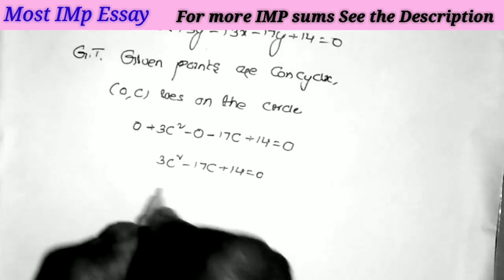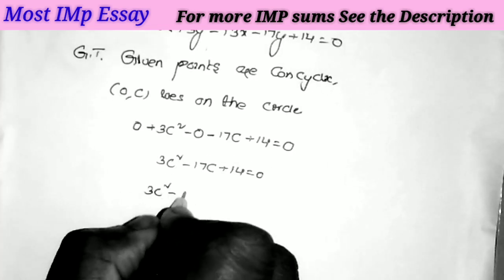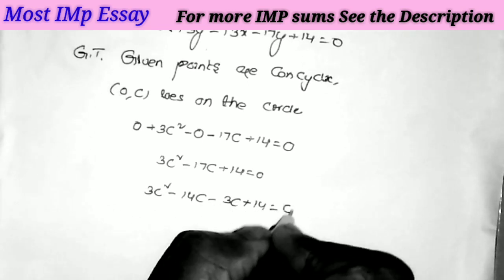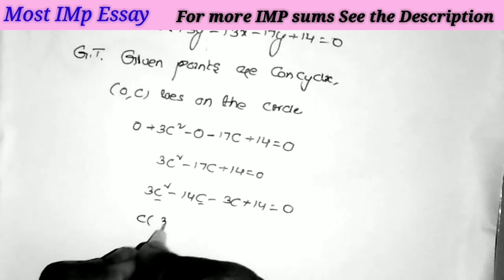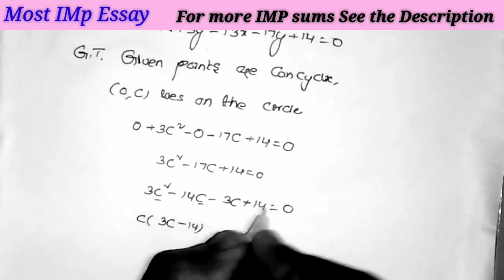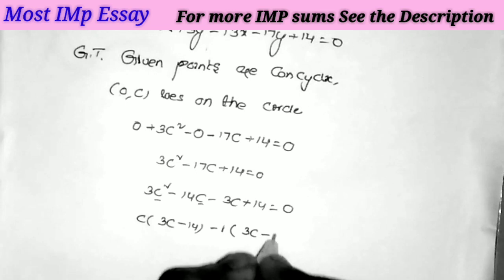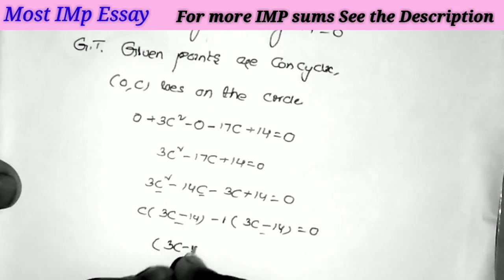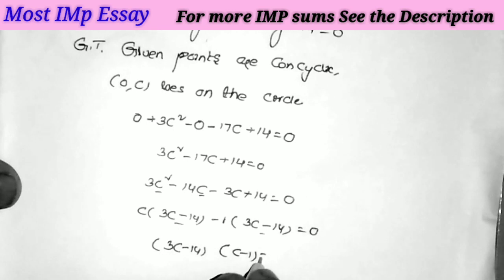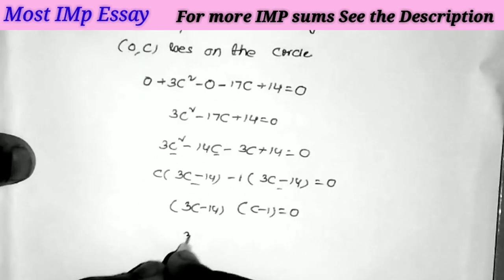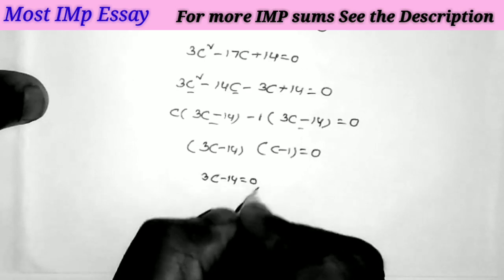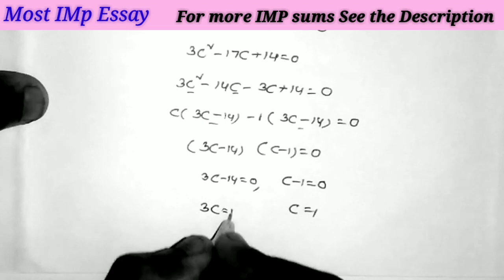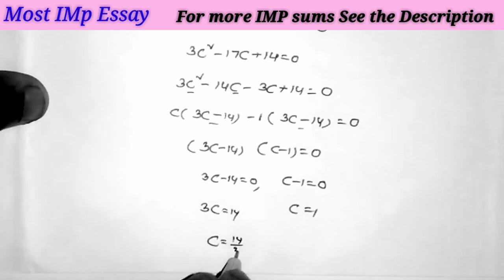To get the c value we have to take the factorization. What are the factors here? Minus 14c minus 3c plus 14 is equal to 0. Now taking c common here, we get 3c minus 14, and taking minus 1 common here, that is 3c minus 14. Again taking 3c minus 14 common, 3c minus 14 into c minus 1 is equal to 0. That is 3c minus 14 equal to 0, c minus 1 equal to 0. c is equal to 1, 3c is equal to 14, and c is equal to 14 by 3.